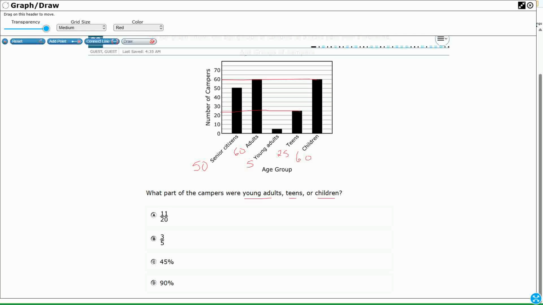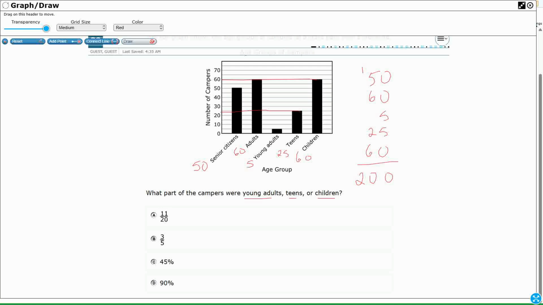All right, so first step, let's go ahead and get some totals here. So 50, 60, 5, 25, and then 60. All right, so that's 110. Then I've got 160, I've got 185, and there we go, an even 200. Okay, that's going to be pretty easy. A lot of different ways we can think of this.